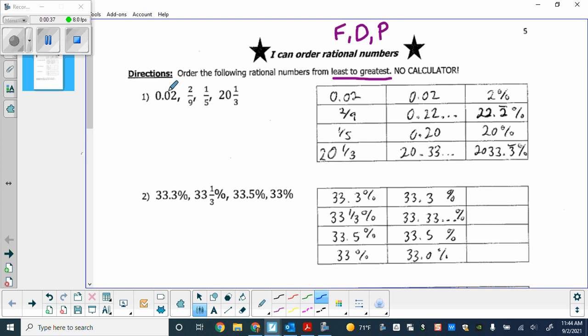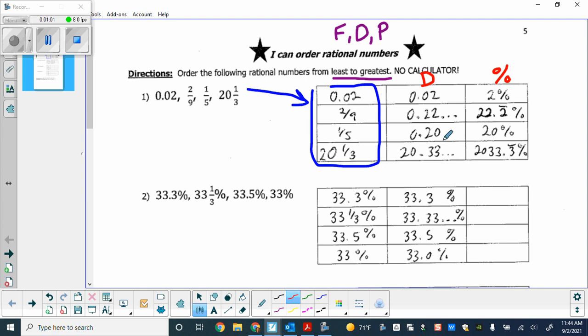For number one, we're going to order these: the 2/100ths, the 2/9, the 1/5, and the 20 and 1/3. Now, all I've done here in this first column is literally list the exact numbers in the problem. That's all I've done is list them. The reason I listed them into a chart is so that then I can create a decimal column for myself if I need to, or a percent column for myself.